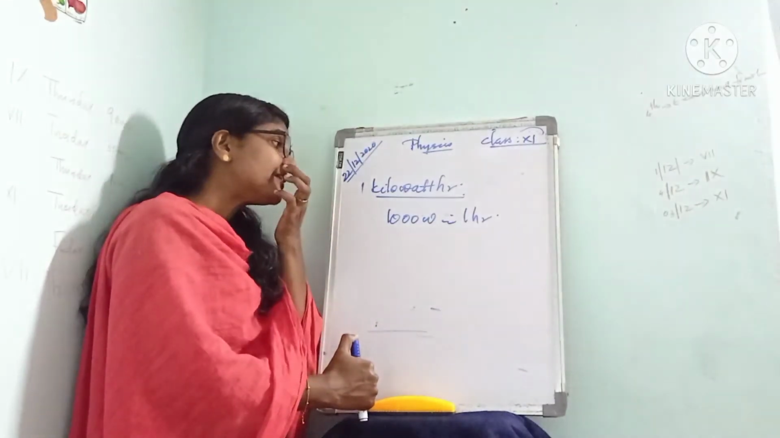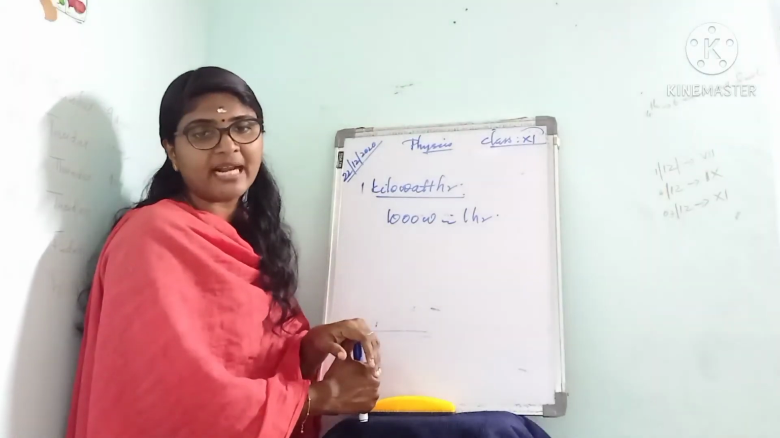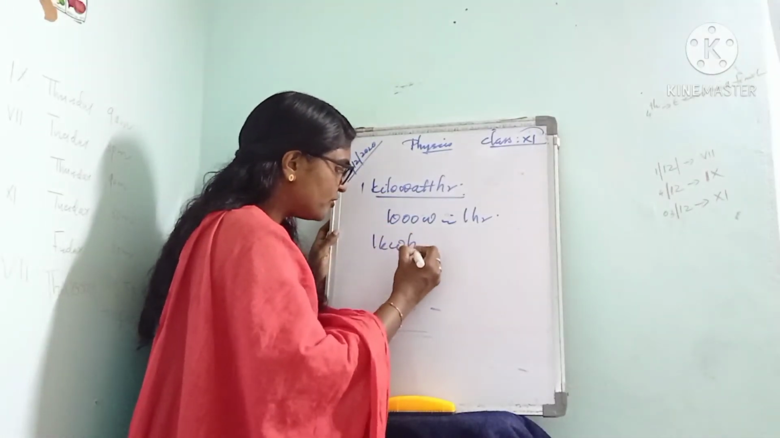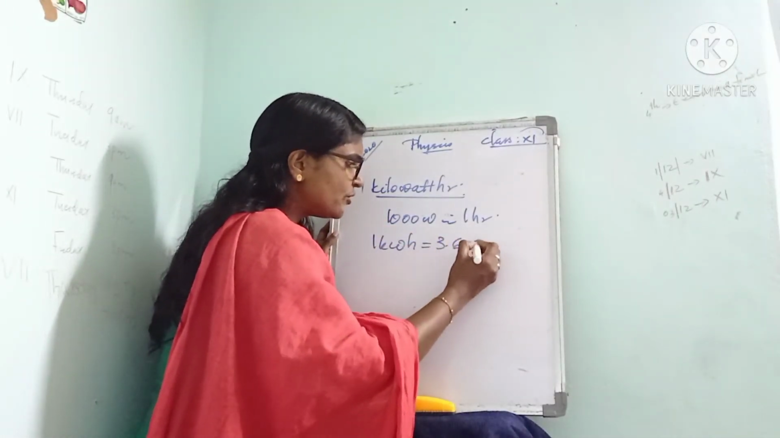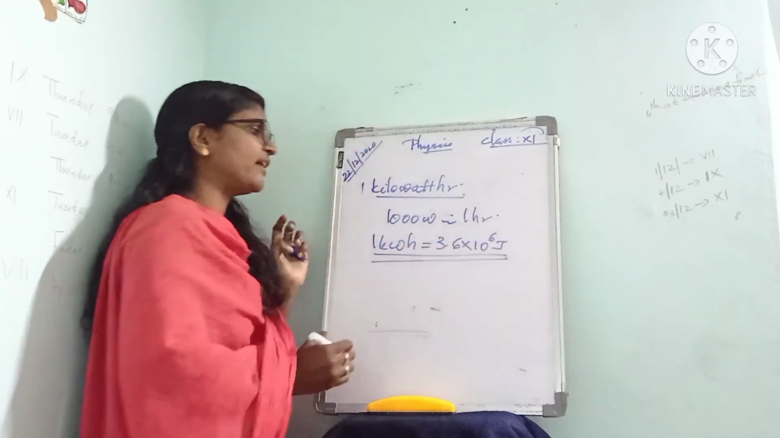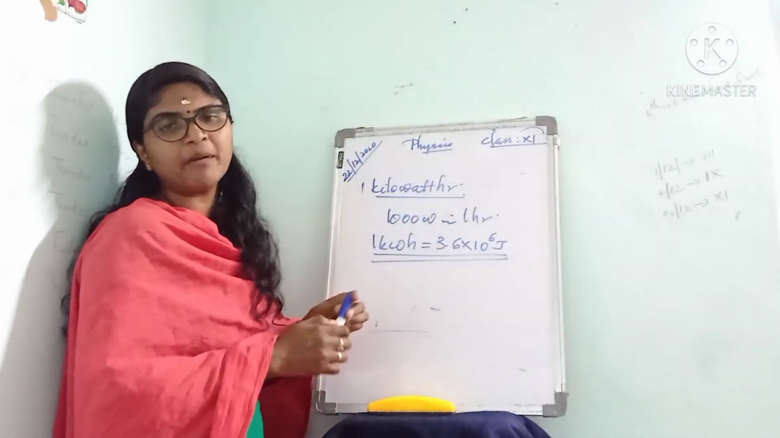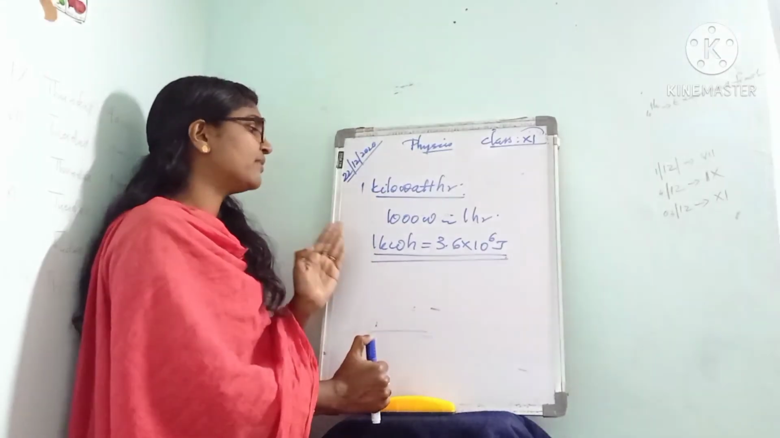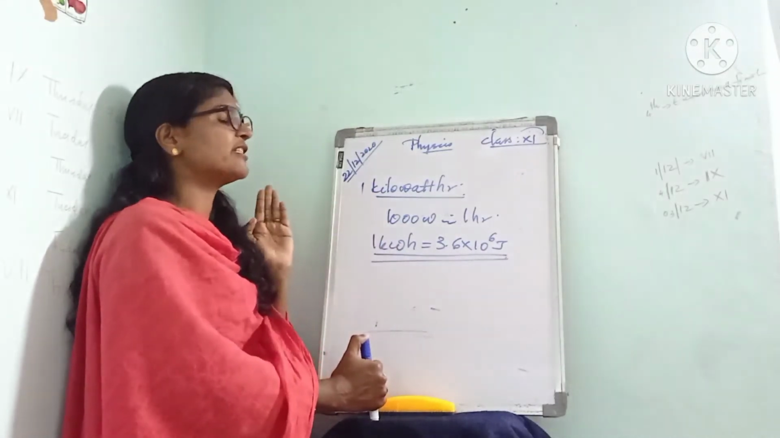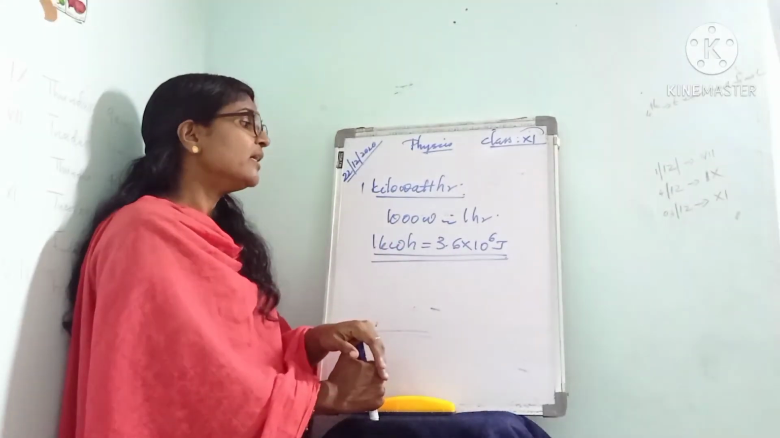And we have a relationship between kilowatt hour and joule. That is, 1 kilowatt hour is equal to 3.6 into 10 power 6 joule. That is the relationship between kilowatt hour and joule.